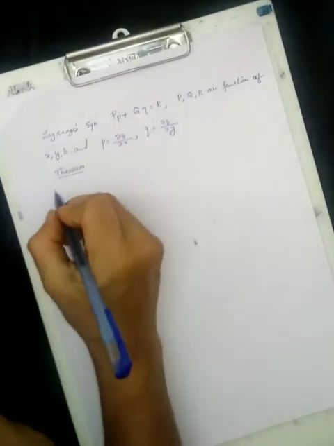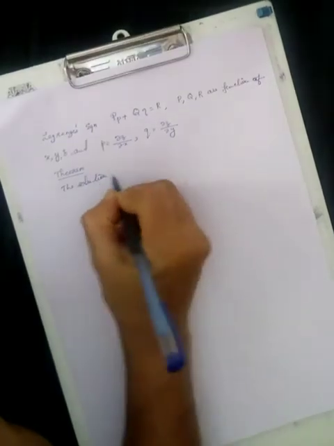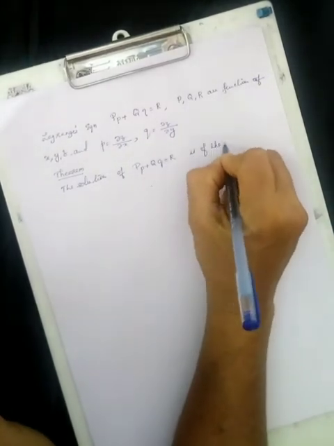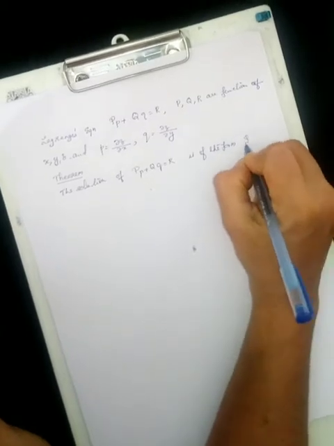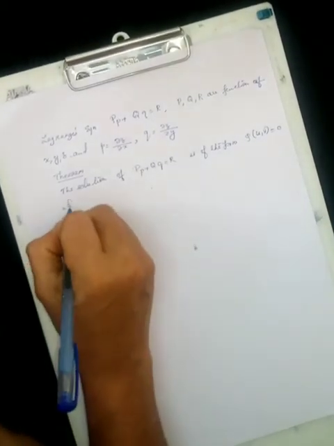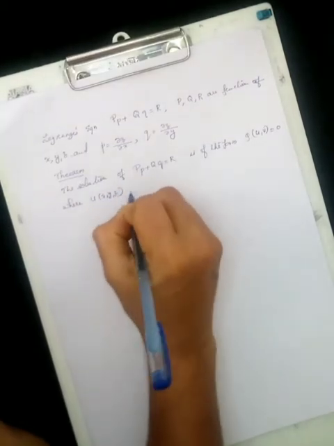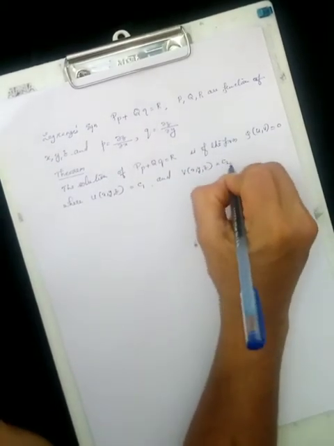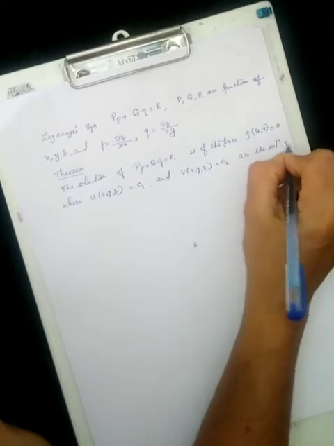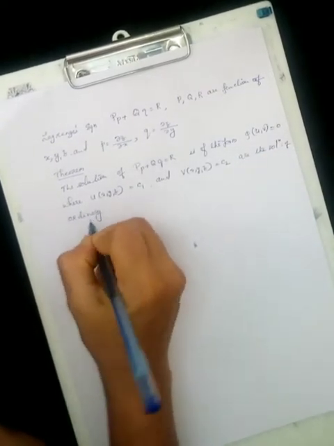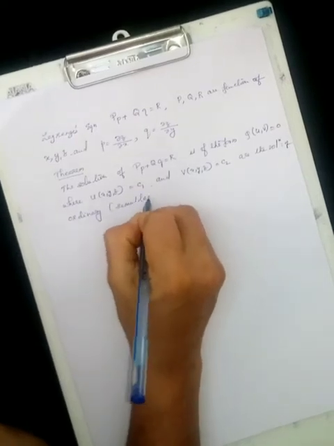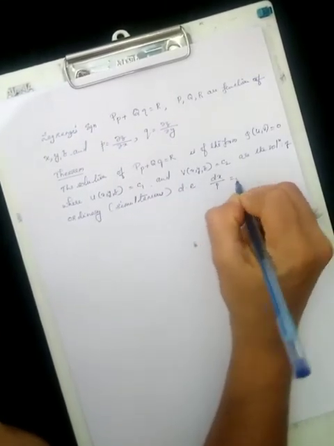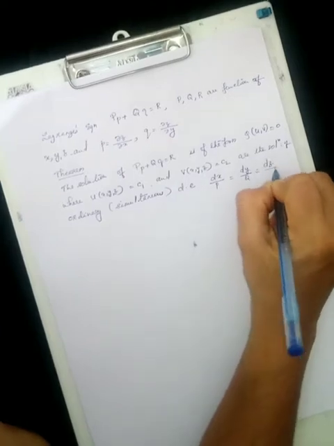The statement of the theorem is: the solution of Pp + Qq = R is of the form φ(u, v) = 0, where u, a function of x, y, z, with u(x, y, z) = c1, and v, again a function of x, y, z, with v(x, y, z) = c2, are the solutions of the ordinary, at the same time simultaneous, differential equation dx/P = dy/Q = dz/R.